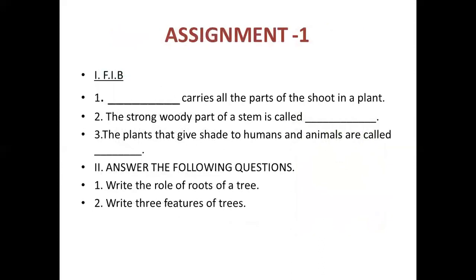Coming to the assignment on this part 1 which you have learned, first one is fill up the blanks. The first one is dash carries all the parts of the shoot in a plant, and the strong woody part of a stem is called dash. The plants that give shade to humans and animals are called dash.